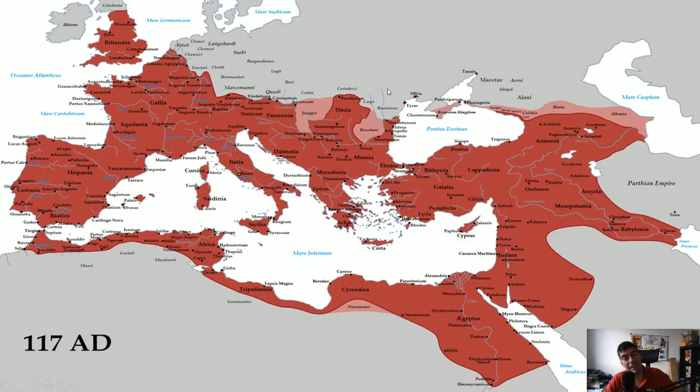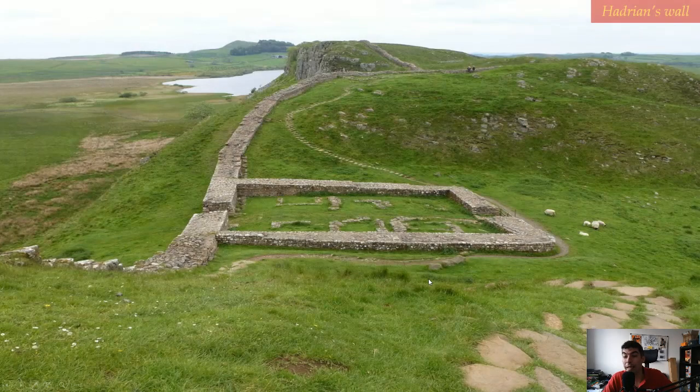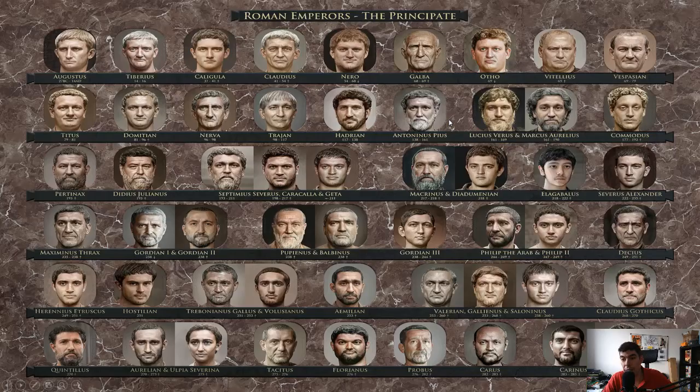So this is the maximum extent of the Roman Empire in the year 117 AD during Trajan's rule, when they conquered Dacia here, which is Romania, and Mesopotamia here. Even though the conquest of Mesopotamia didn't last too long. And they built walls, for example, this is Hadrian's Wall in Scotland, to protect themselves from the barbarians. And these are the Roman emperors in the first 3 centuries of the empire. The most famous ones: Augustus, which is Octavian, Caligula, Nero, the one who burnt Rome, and Titus, who was the one who built the Colosseum, Trajan, Hadrian, and Marcus Aurelius and Commodus, who appeared in the movie Gladiator, and so on.